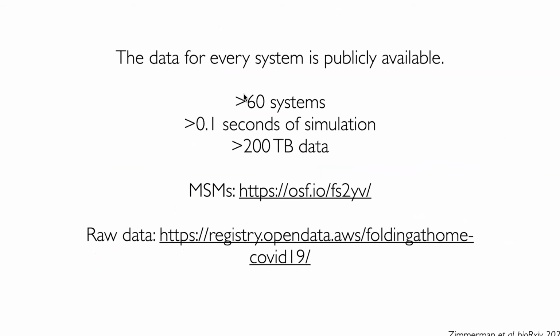So in addition to looking at all these different versions of the spike, we've also done at least 60 other systems where we've looked at different SARS-2 proteins. We've looked at their homologs in other coronaviruses to understand what's special about SARS-2.